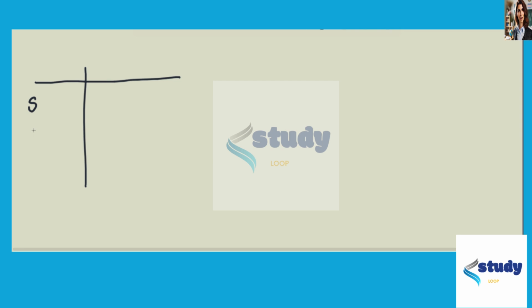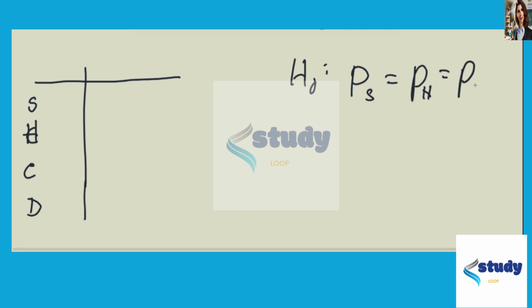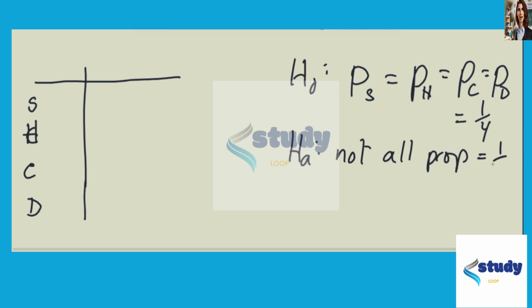So we have a deck of cards that is an infinite deck of cards, and we have spades, hearts, clubs, diamonds. And we would be assuming that the proportion of spades equals the proportion of hearts equals the proportion of clubs equals the proportion of diamonds, and that they're all equal to 1/4, and that alternately not all proportions above equal 1/4.